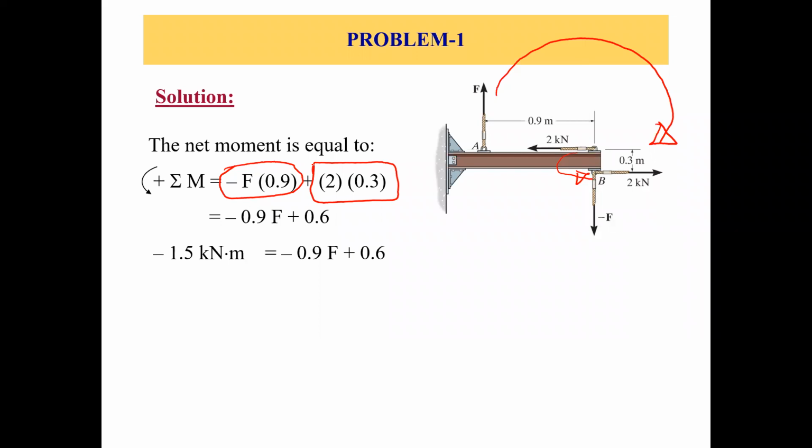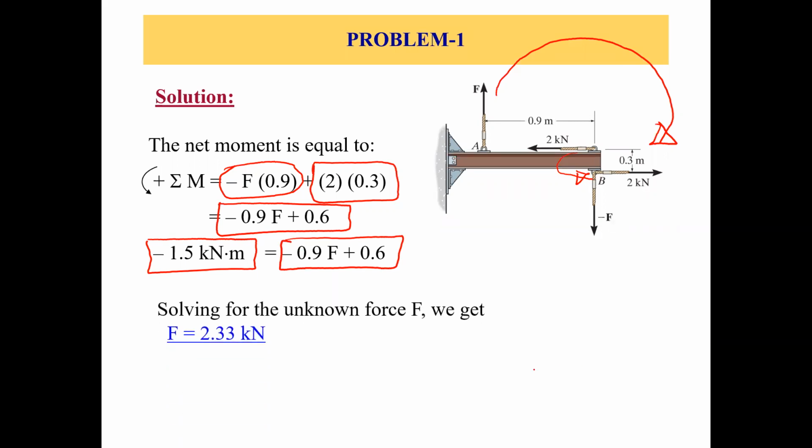So which gives you negative 0.9 F plus 0.6. So that is the net moment or total moment of these two couples. Now the net moment is already given in the statement, which is negative 1.5 kilonewton meter. So we'll just equate these two because both are the total moment. So this guy equals negative 0.9 F plus 0.6. From here, just use your calculators and find out what is force F. So force F is 2.33 kilonewtons.